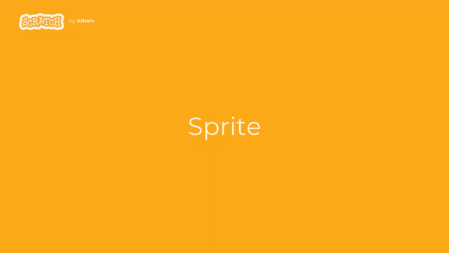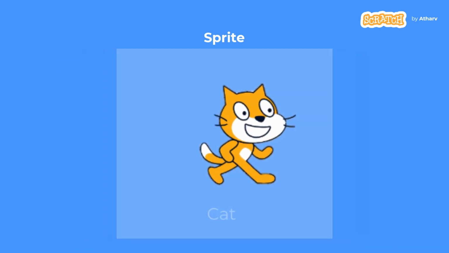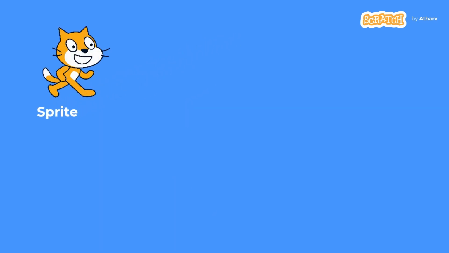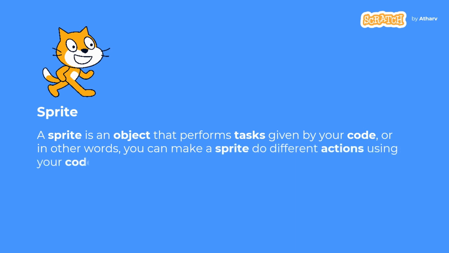Now let us talk about sprites. This is the Scratch interface and the sprite is this graphic itself. This graphic is the famous Scratch cat, which is the mascot of Scratch. A sprite is an object that performs tasks given by your code, or in other words, you can make a sprite do different actions using your code.